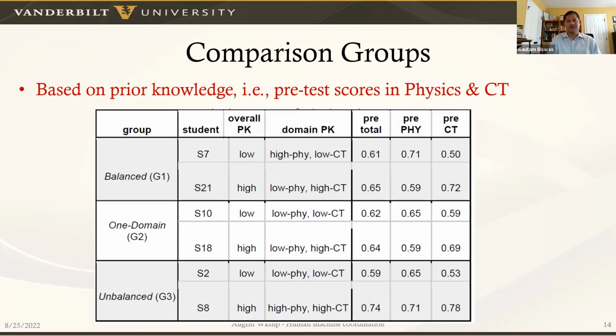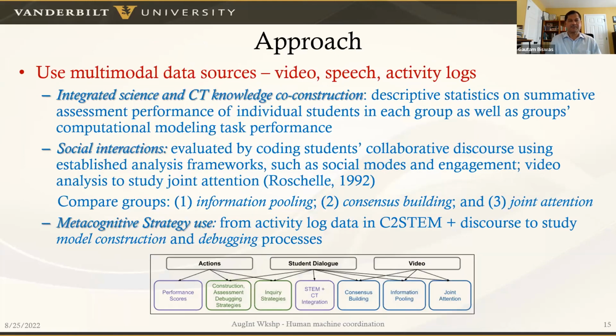I'll skip this slide because it's just details on what I said earlier, but just to recollect, we have 3 groups that we are comparing. There's a balanced group where each student is high in one domain and low in the other. Then there's the one domain group, where both have high knowledge in one and low in the other. And the unbalanced group, where one student is high in both domains and the other is low in both domains.